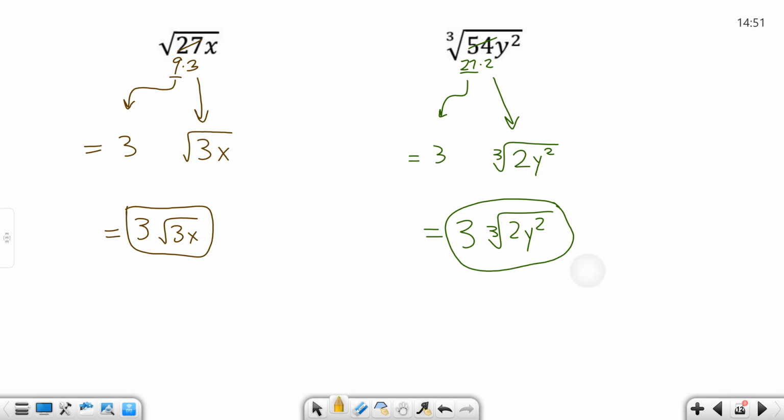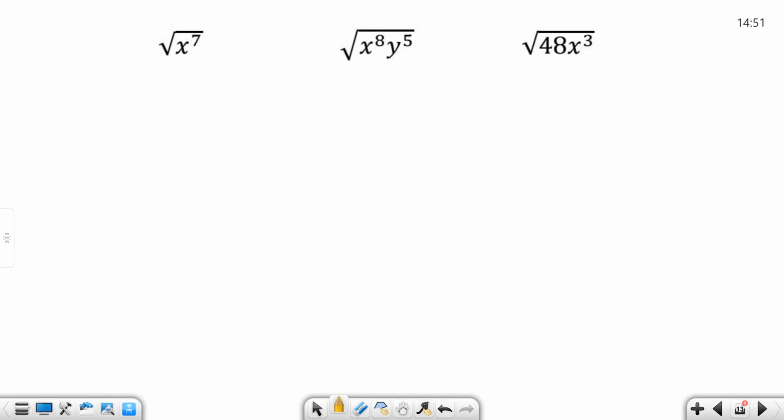All right? So let's work some more of these. The square root of x to the 7th power. So then I say, how many times does 2 go into 7? 7 is bigger than 2, so we know we're going to bring some out. If I think about that as a mixed number, 7 over 2, how many times does 2 go into 7? 3 with how many left over? 1. So that's 3.5. So then what we have here, x to the 3rd power. That's the 3 here. And then under the radical, x to the 1st power.